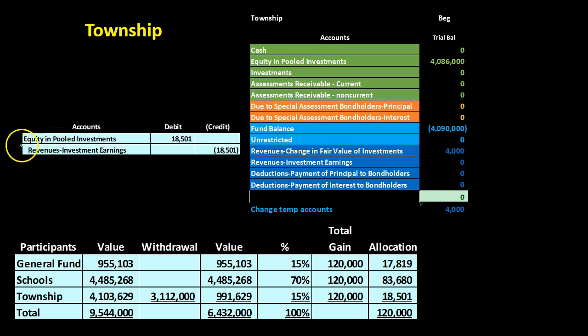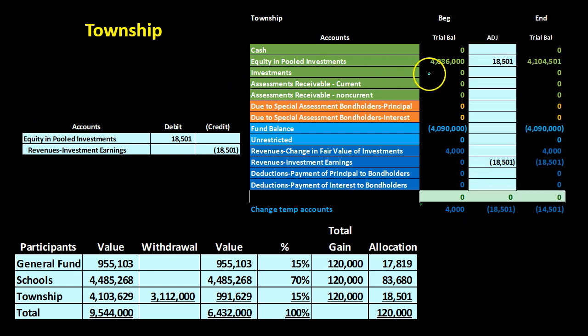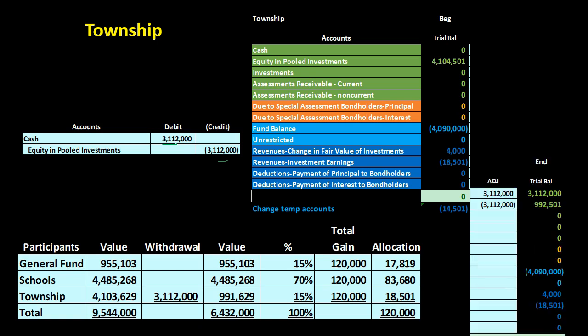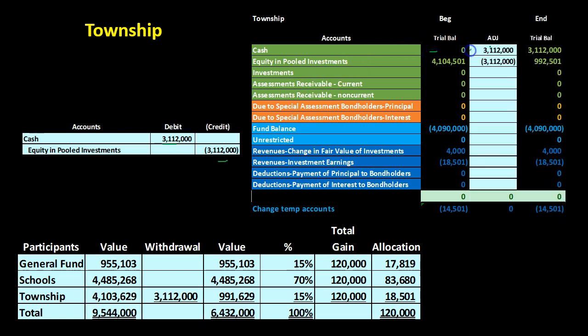Same type of idea. We're going to say we have the equity in the pooled investments increasing for this amount, although note the township actually took this amount out as well, which we'll have to record. And then the other side is the revenue. So revenue went up. So this transaction, much the same. However, township also took out the 3 million. So now we're going to say the equity in the pooled investments goes down because they actually got the money of the 3,112,000. So recording that out, we're going to say, okay, the cash went up for the amount that they took back out of the pooled investment, and the amount in the pooled investment, of course, went down by the amount they took out.